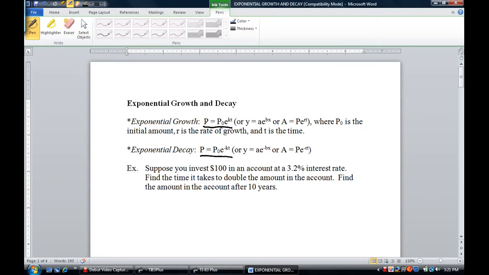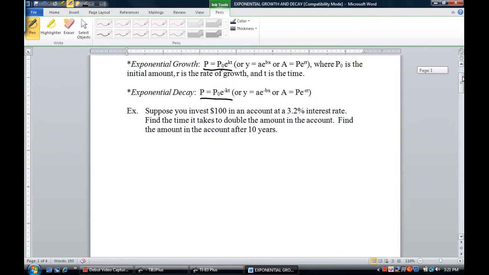P is the final amount. P sub 0 is the initial amount. The 0 means nothing algebraically. It's just notation. e is the natural number. k is the exponential growth rate. We're going to express it as a decimal. And t is the time. Now if it's a growth, it's a positive exponent. If it's a decay, it's a negative exponent.